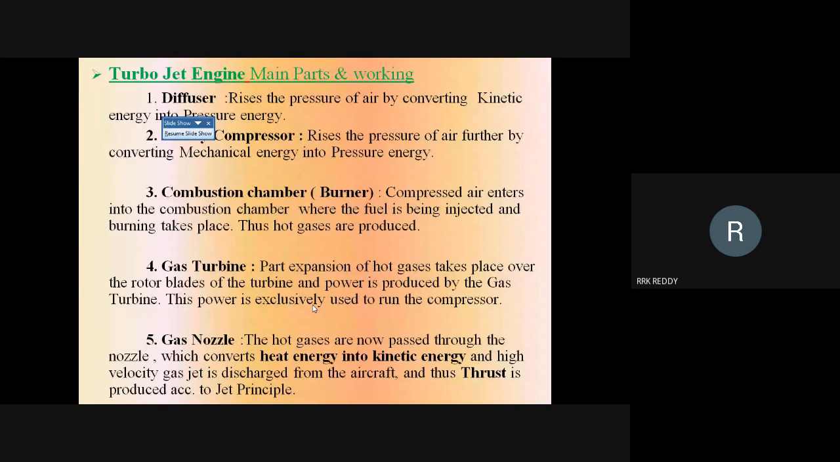Then next, the gas nozzle. The hot gases are now passed through the nozzle. After passing over the gas turbine, the remaining expansion of the hot gases takes place in the gas nozzle. This gas nozzle converts heat energy into kinetic energy, and the high velocity gas jet is discharged from the aircraft, and thus thrust is produced according to the jet principle. Already we discussed how thrust is generated by the jet propulsion principle, which follows Newton's second law and third law. So the nozzle thrust, or jet thrust, is developed, which makes the aircraft move in the forward direction.